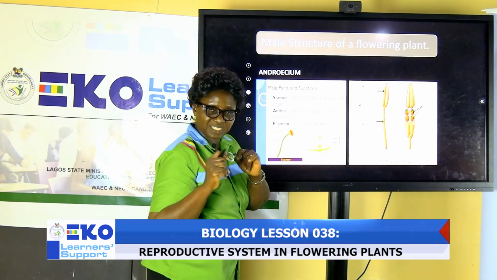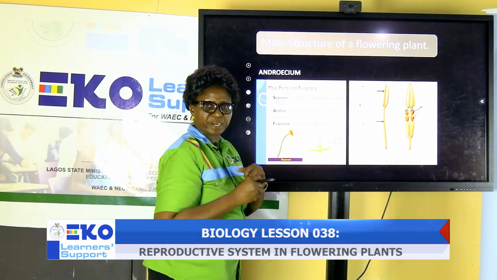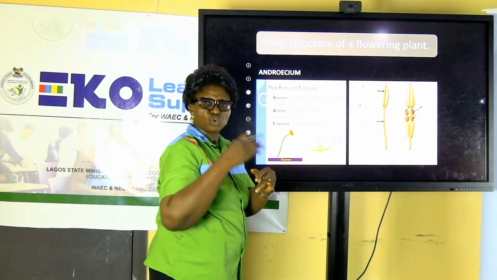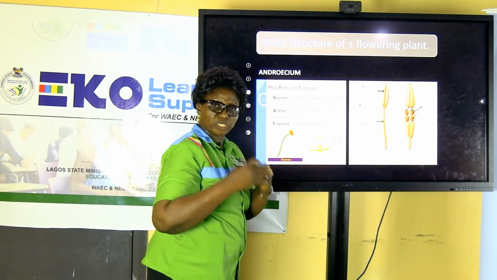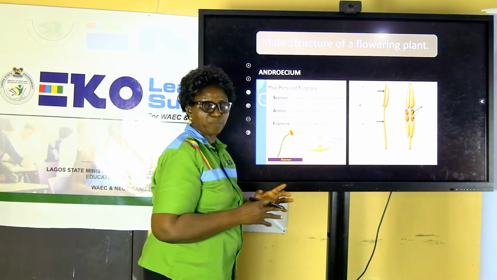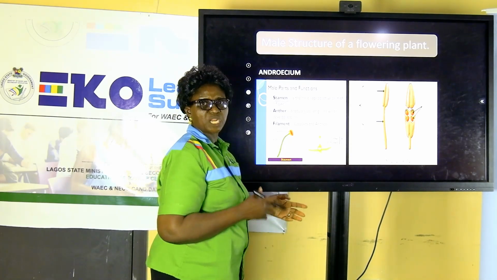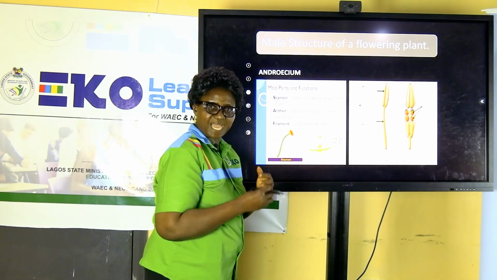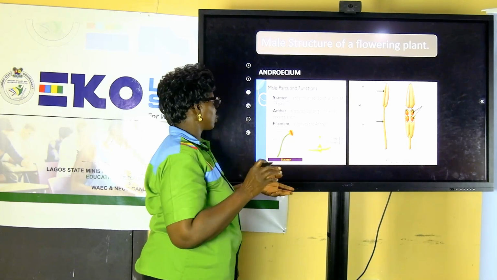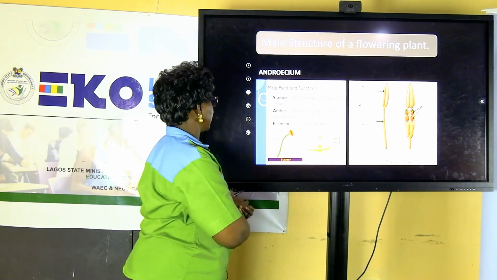So I want to give you this task. Collect some flowers in your area, identify the various parts, note their functions, get to know their number. They might give it in a tabular form for the purposes of examination and ask you to state the number, maybe the color, and how they look, and the function that they perform.